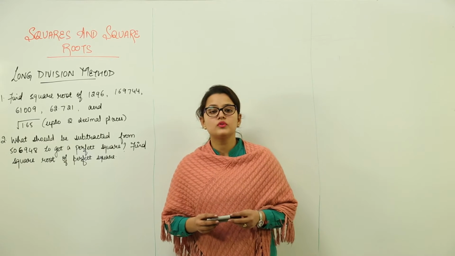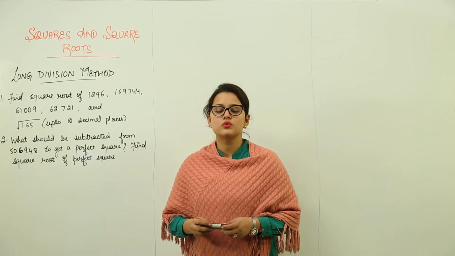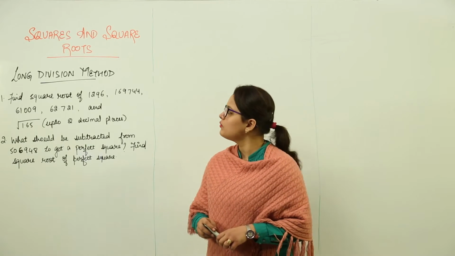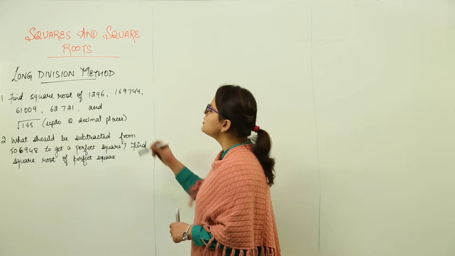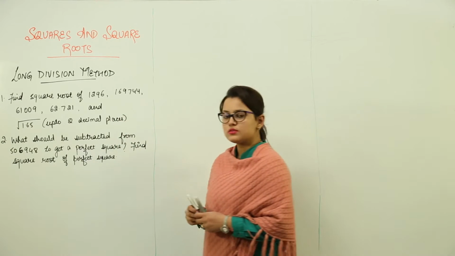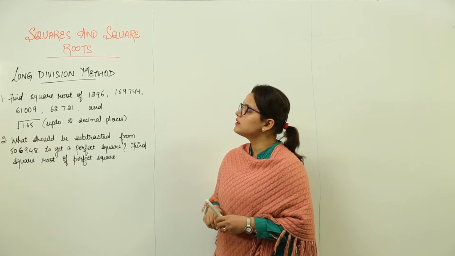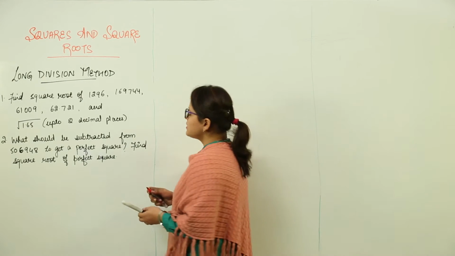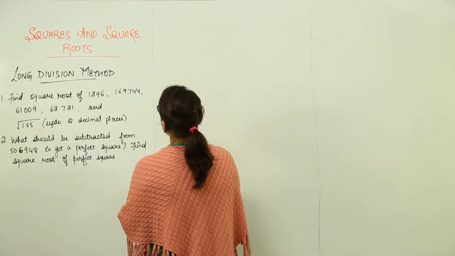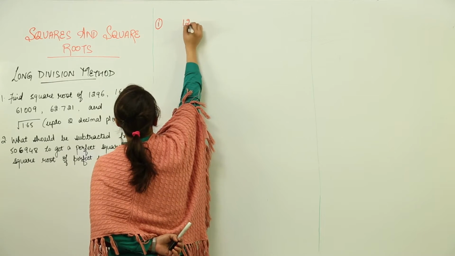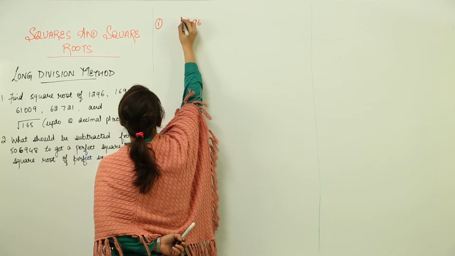Method number 2 for finding the square roots of numbers is known as the long division method. Now we will be discussing the long division method. So I have written down some examples to solve. The first question is finding the square roots of all these numbers. Now let us do the square root of 1296 at first, using the long division method.